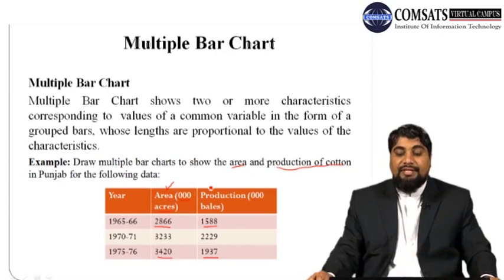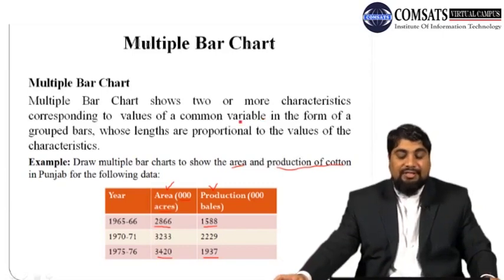First one is area and second one is the production. So, and the common variable is, we are interested here in cotton. So production of cotton in the form of bales and the area in which we cultivated it. So the area and the production. So we are discussing the two characteristics corresponding to values of common variable. So now let us construct the multiple bar chart for this data.